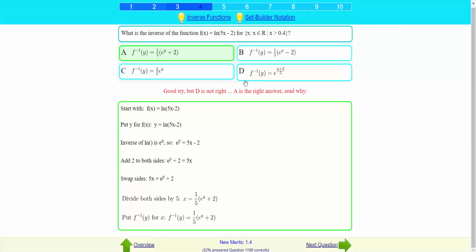That's not the right answer. Let's see how they solved it. So we have y equals ln of 5x minus 2. The inverse of ln is e to the power of x, so e to the power of y equals 5x minus 2.